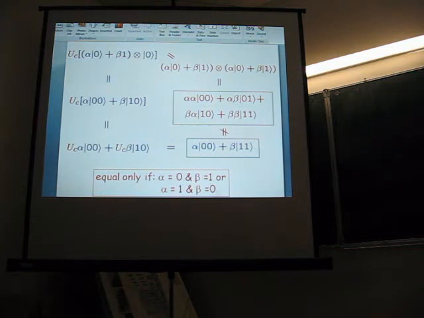But now let's look at it differently. Let's look at alpha 0 plus beta 1 again. It should be the cloner applied to that tensor 0, and let's rewrite this thing in between here, which is equivalent to alpha 0 0 plus beta 1 0.